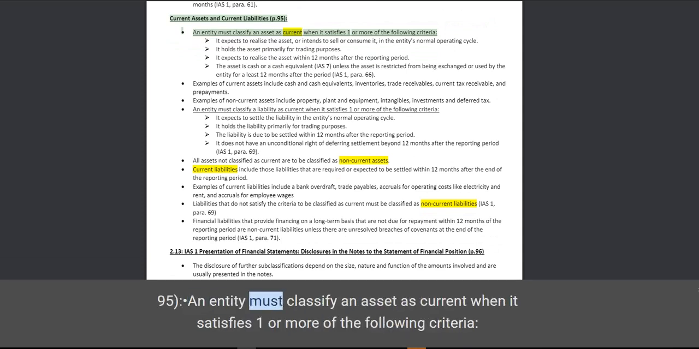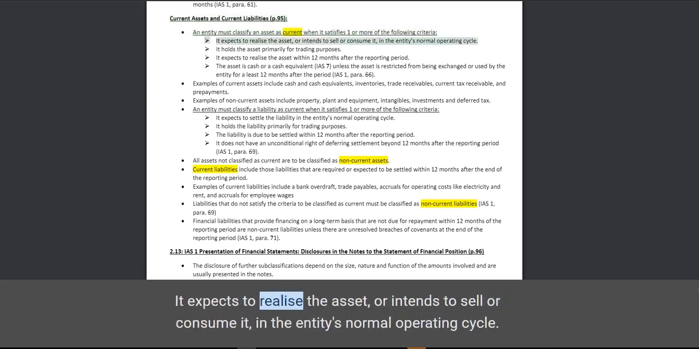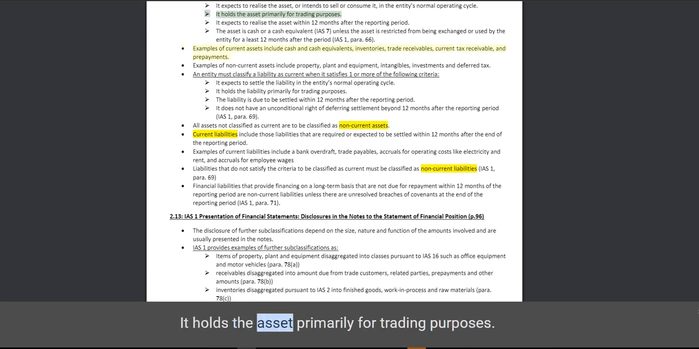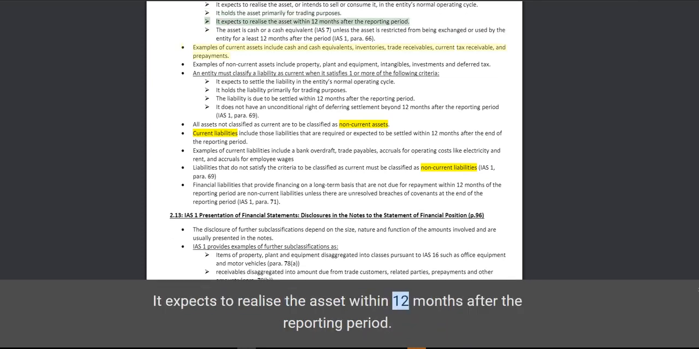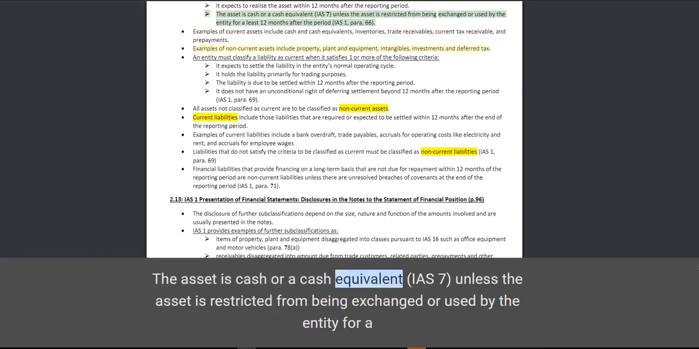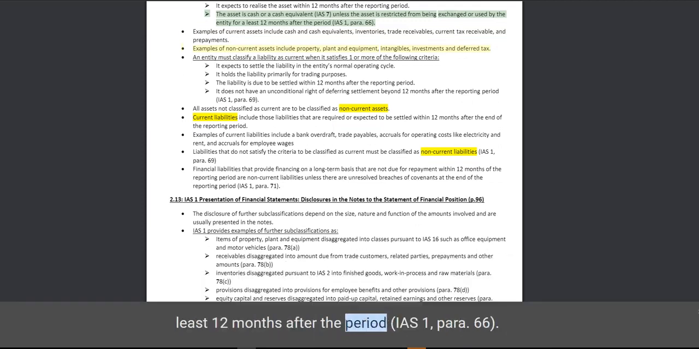P.95. An entity must classify an asset as current when it satisfies one or more of the following criteria. It expects to realize the asset, or intends to sell or consume it, in the entity's normal operating cycle. It holds the asset primarily for trading purposes. It expects to realize the asset within 12 months after the reporting period. The asset is cash or a cash equivalent, unless the asset is restricted from being exchanged or used by the entity for at least 12 months after the period. IAS 1, IAS 7.